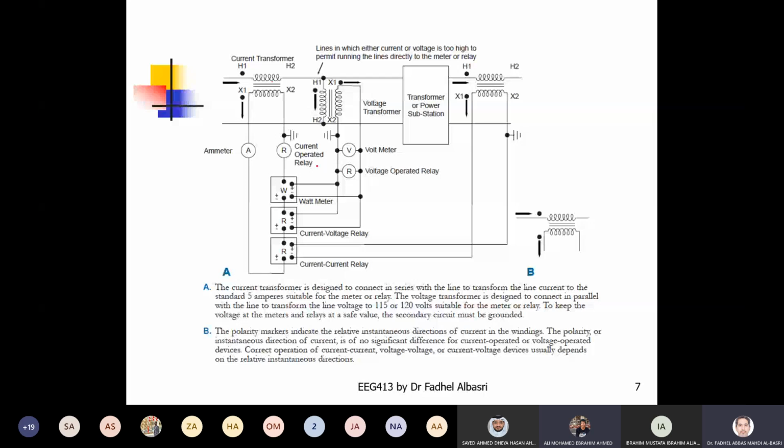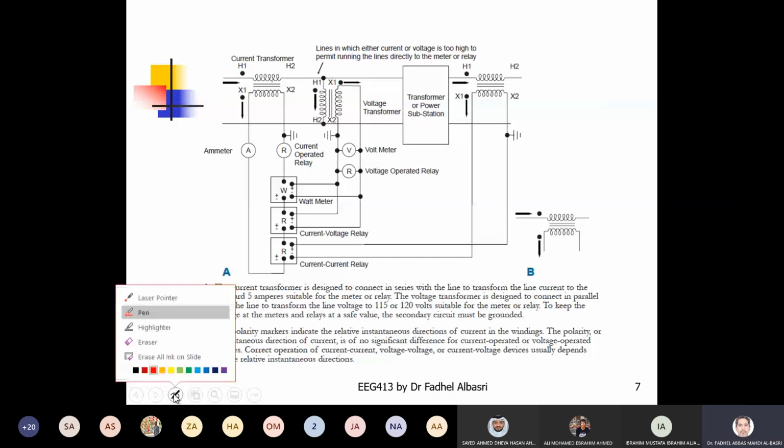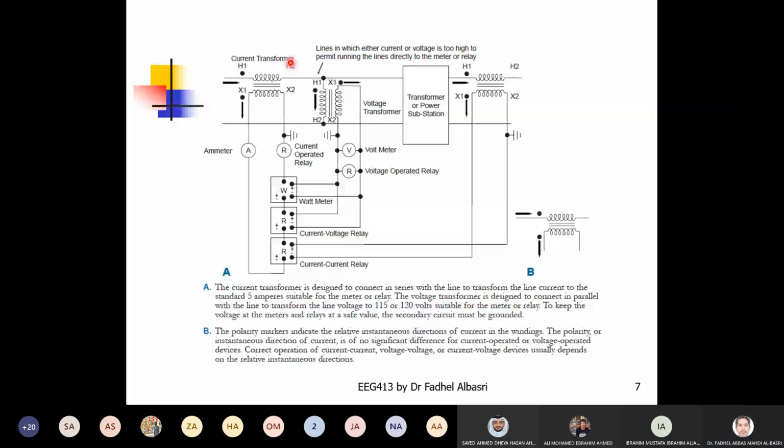Okay, so the current transformer here, this is one current transformer. I'll just show it. So this is a current transformer. Normally H, and these.